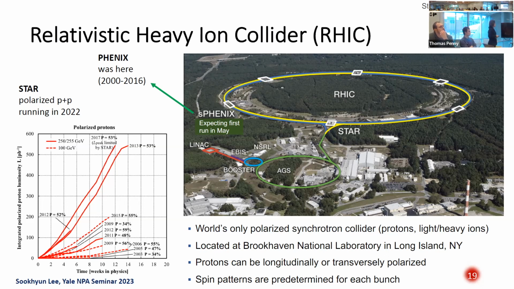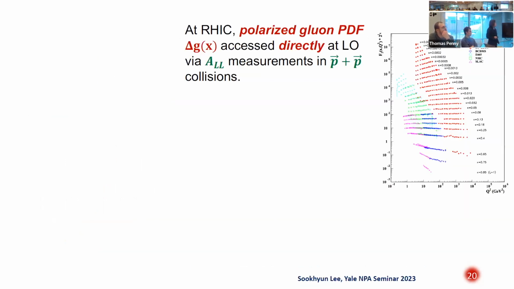So recently there are two major experiments. I've worked on PHENIX. Now it's been replaced by sPHENIX, and we are expecting the first run in May. In RHIC, we can have direct access to the helicity gluon distribution function at leading order. This is in contrast to DIS measurements, where the gluon comes in at next-to-leading order, so you have to rely on the dependence on the hardness of the scale, which is shown as the Q² dependence.